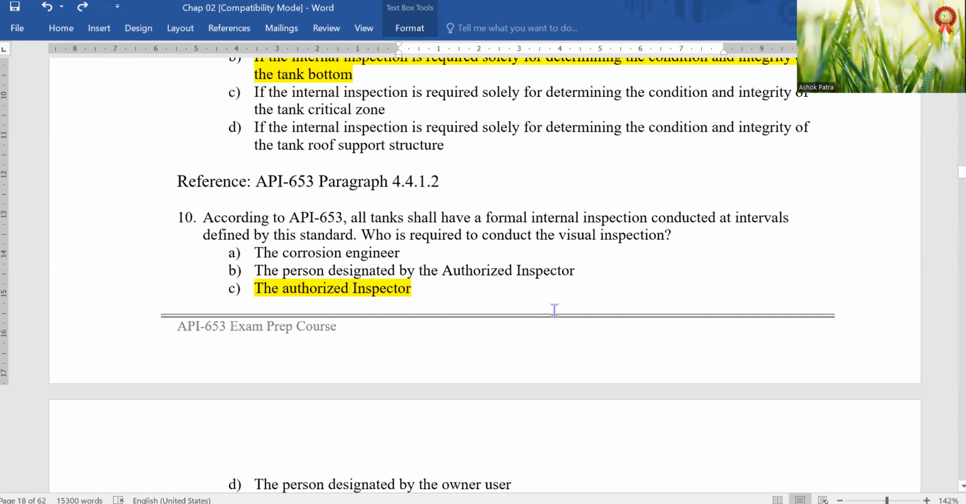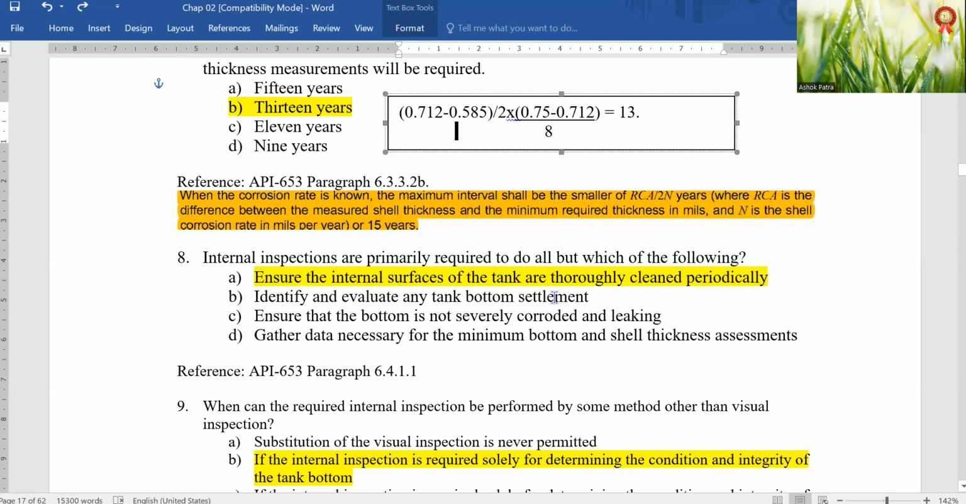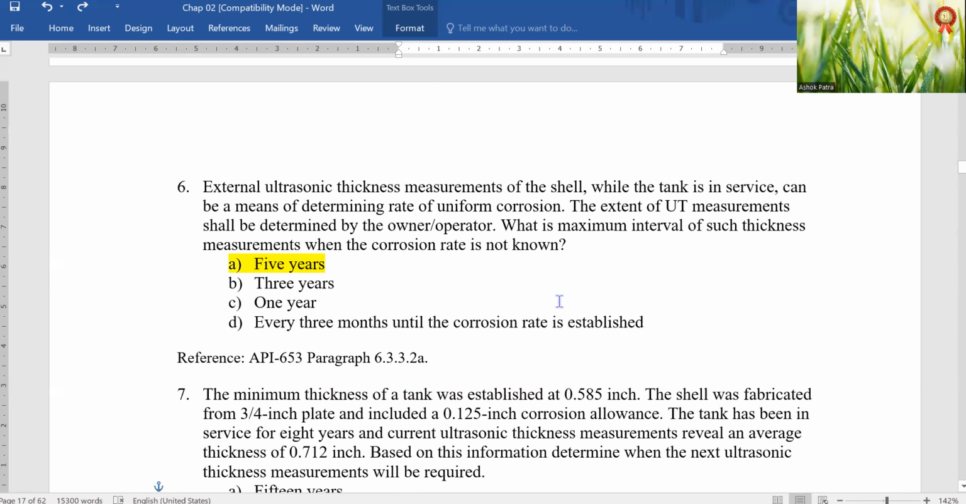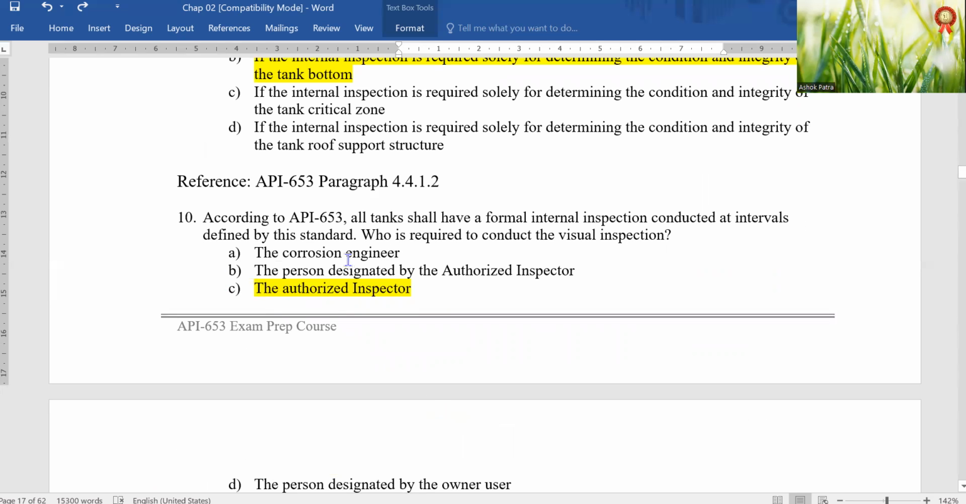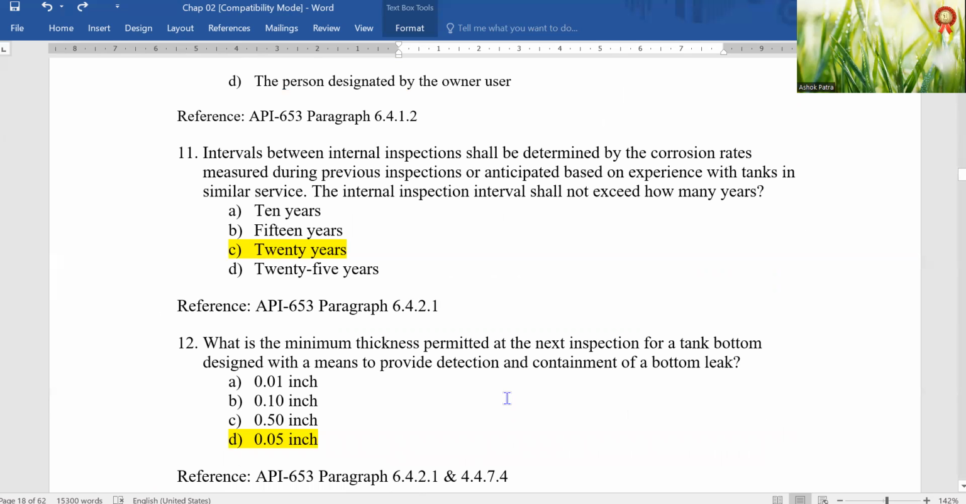That is internal inspection. This is external inspection. According to API 653, the authorized inspector, okay. What is the minimum thickness permitted at next inspection for the tank bottom designed with a means of providing detection and containment of bottom leaks? 0.05 inch.